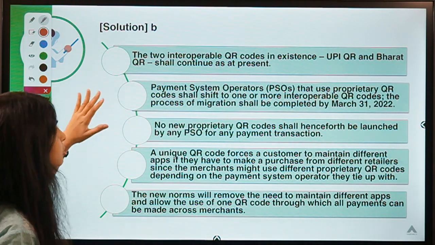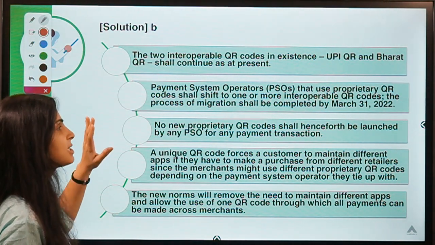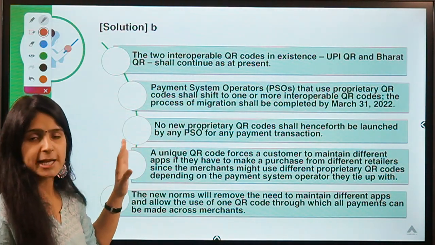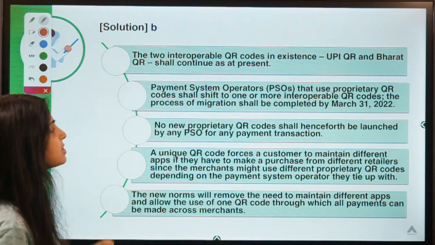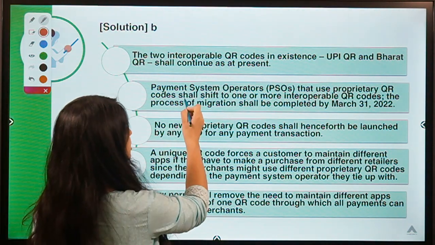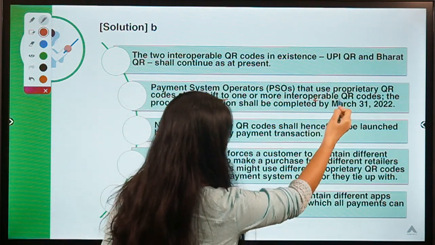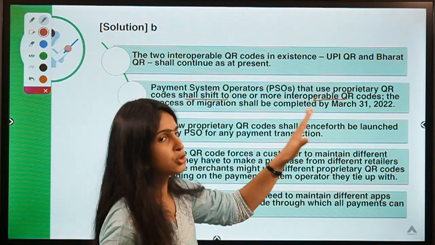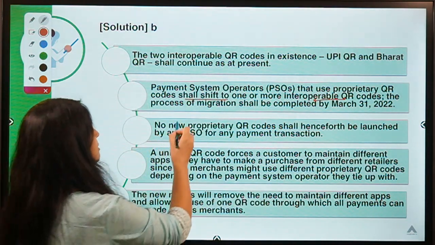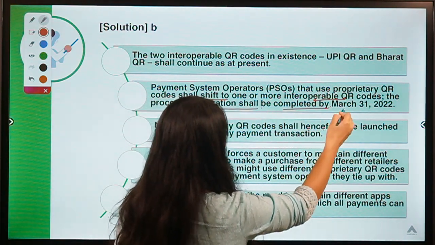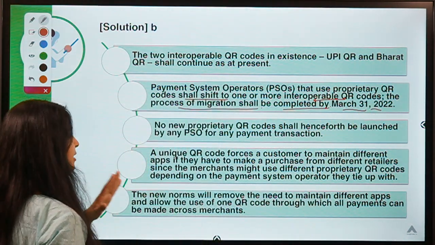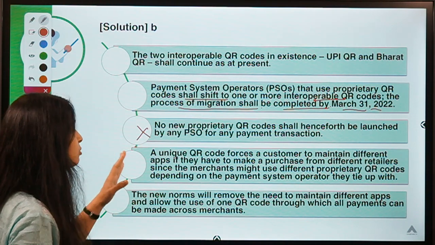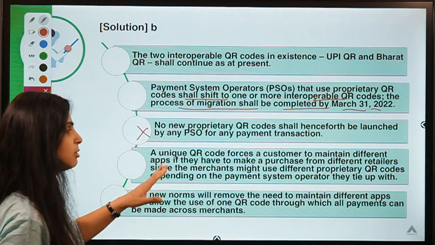Talking about some other rules, two interoperable QR codes are in existence currently: UPI QR and Bharat QR. These types have been discussed in that session. Payment system operators using proprietary QR shall shift to one or more interoperable QR codes. The process of migration shall be completed by March 31, 2022. There's a deadline for shifting to interoperable codes. No new proprietary codes are allowed, because a unique QR code forces a customer to maintain different apps.